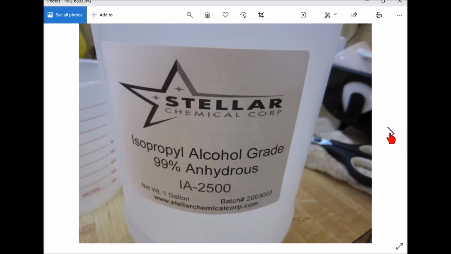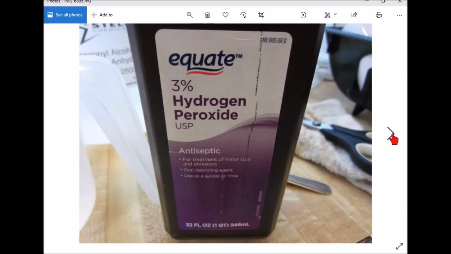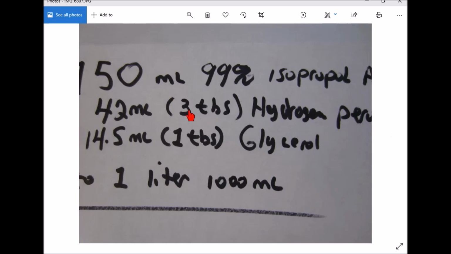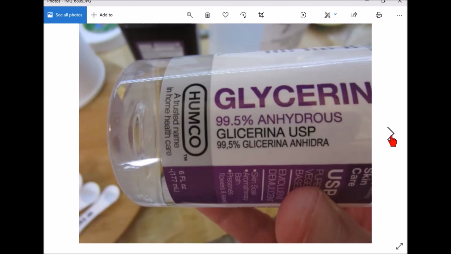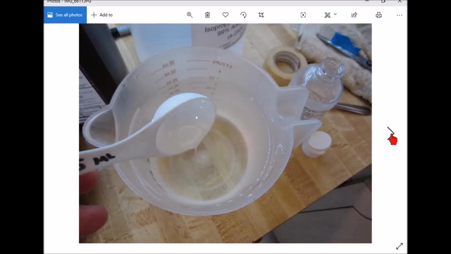So let's get started. There's the alcohol, 99%. We're going to go to 750. Now, hydrogen peroxide, we're going to add 3 tablespoons. Remember, 15 mLs each. 3 tablespoons. And lastly, we're going to add the glycerin, 1 tablespoon. Now, the glycerin is very viscous. It sticks to the spoon. You might want to rinse it off in the container or let it drip long enough.